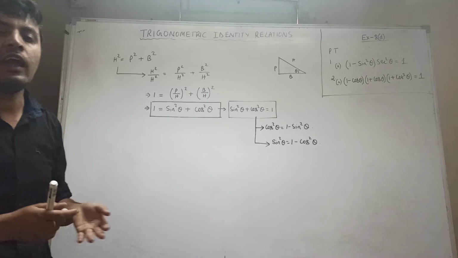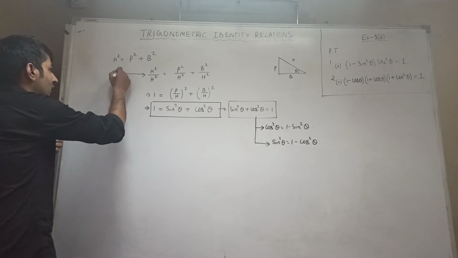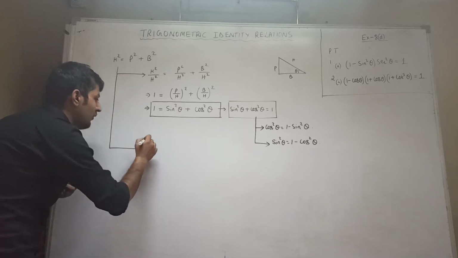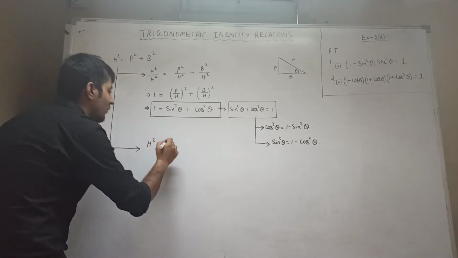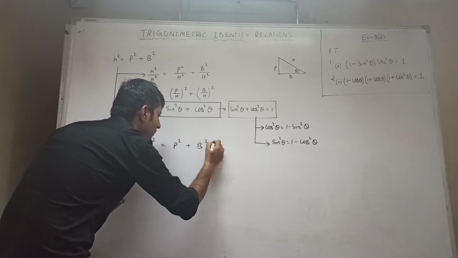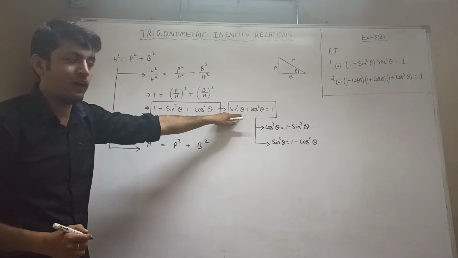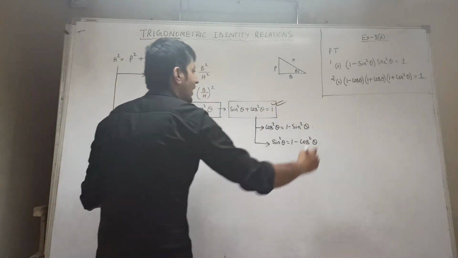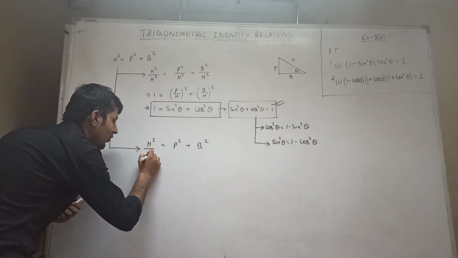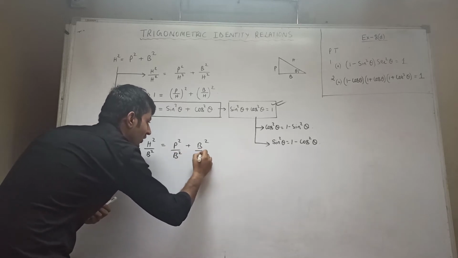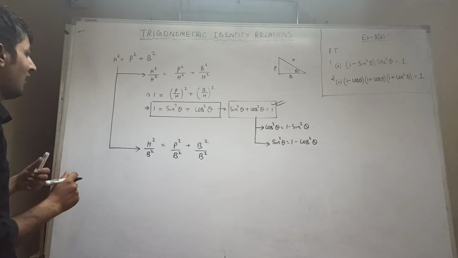So what will be the next identity relation and how to get it? Let me write down the formula for the Pythagoras theorem: h square equal to p square plus b square. Here I divided by h square, so I got the first one. This is your first identity relation. Now I will be dividing by b square. So when I divide by b square, I will be getting the next identity relation.